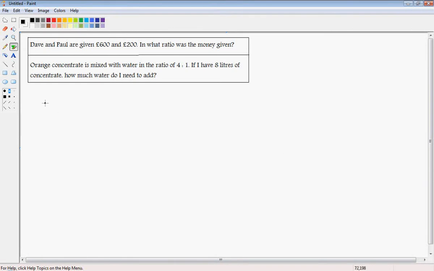Okay, so we've done part 1 of ratio. So here we've got 2 more questions, and we're going to do them one at a time, obviously.